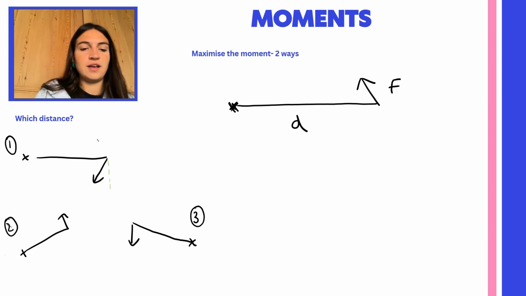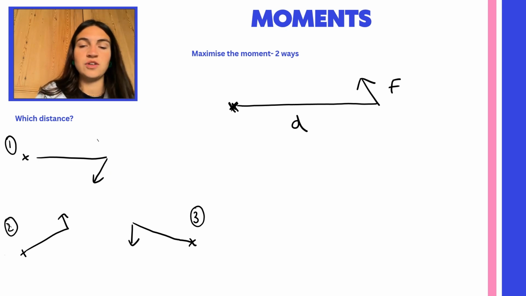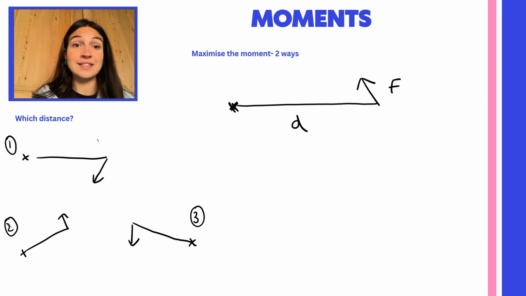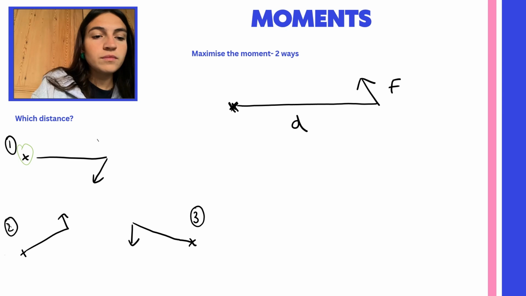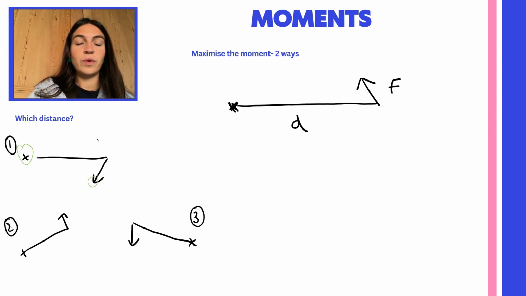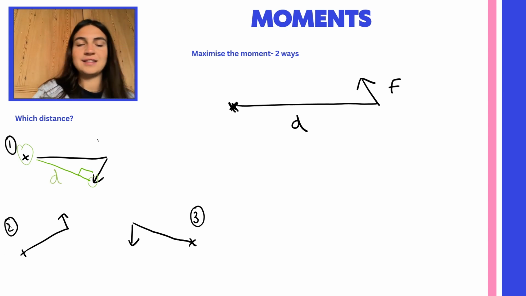So the first thing that I know is that that distance that they've given me, that black line, is not the distance that I need to use, but instead I need to find the distance that is perpendicular to that force. So I need to draw a line from my pivot, which is my cross there, to my force arrow, which is perpendicular to that arrow. So if I draw that line in there, perpendicular to that force arrow, that will give me the distance d that I need to use to find the moment of that particular force.